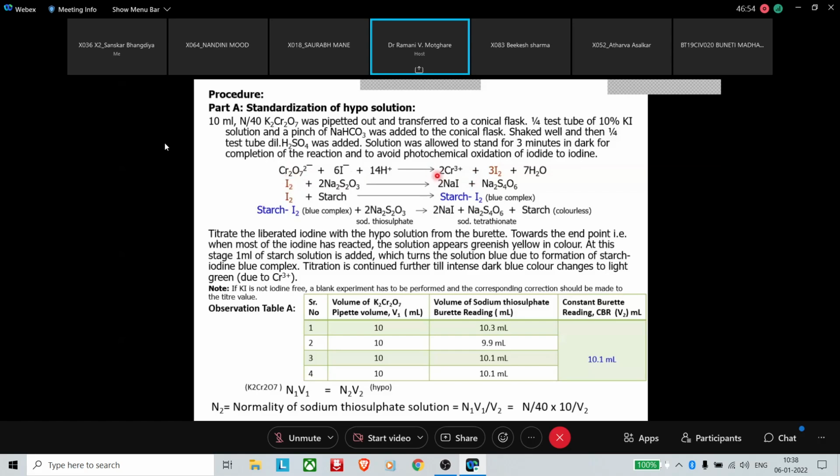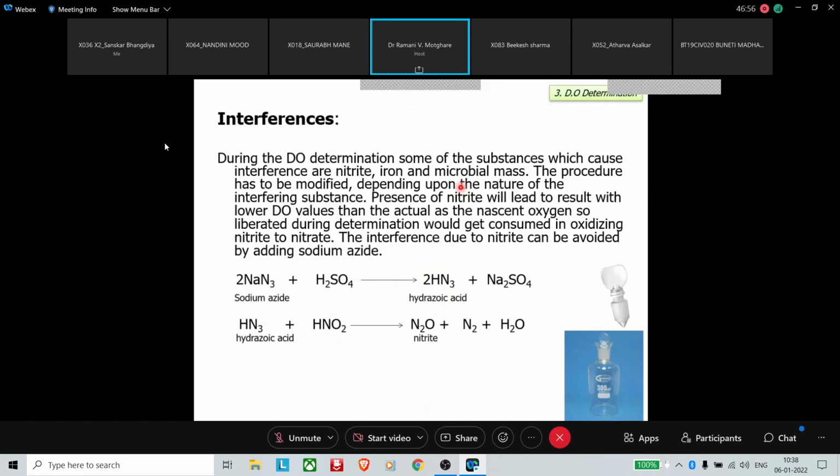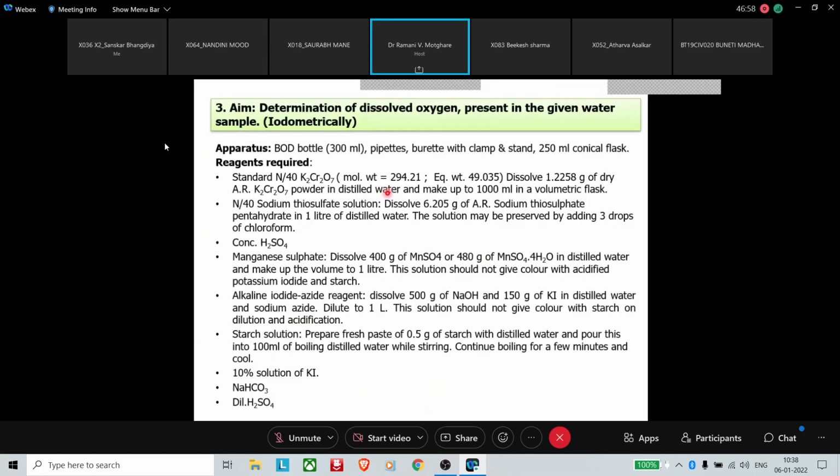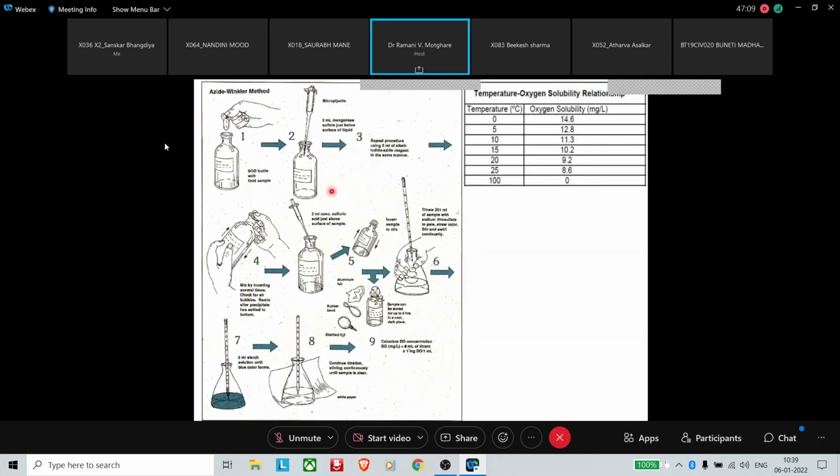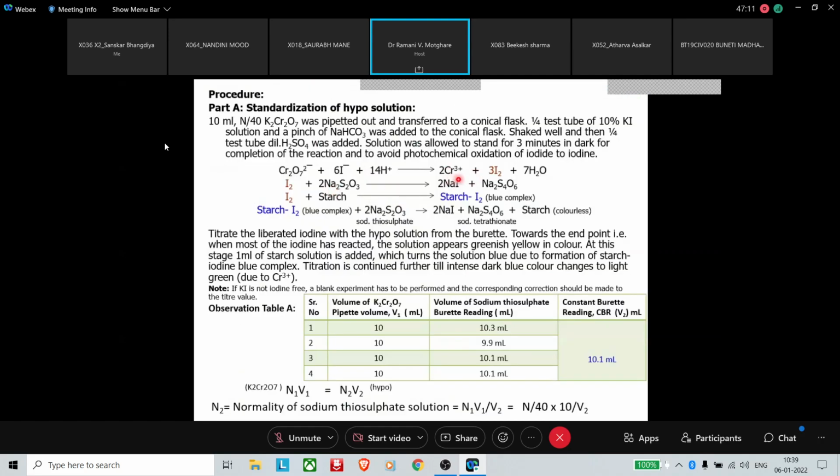So that is why 6. Whenever potassium dichromate is involved, this is the correct equivalent weight. Every time you use it, it will be molecular weight by 6 only. Okay? So that is what I just cross-checked.